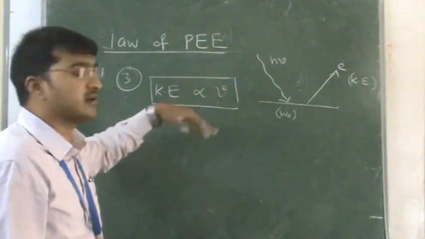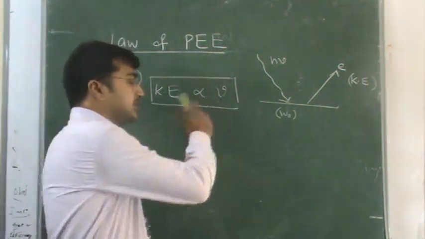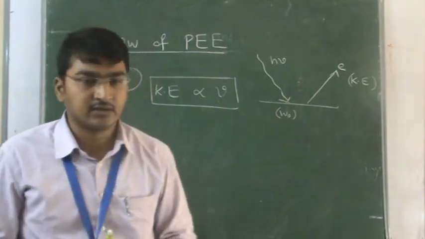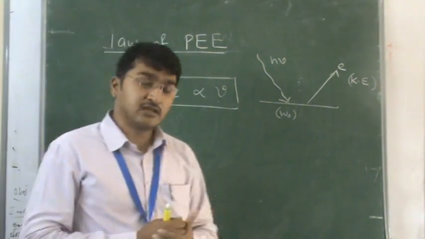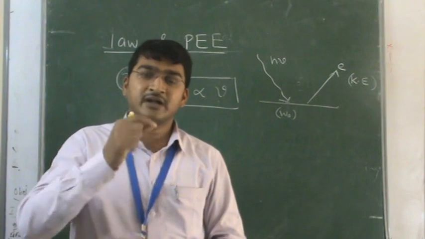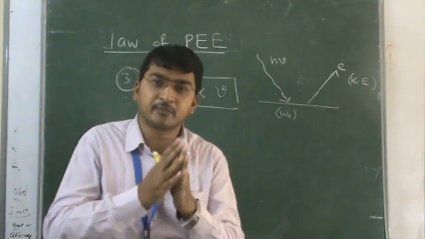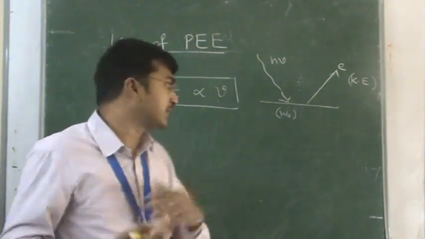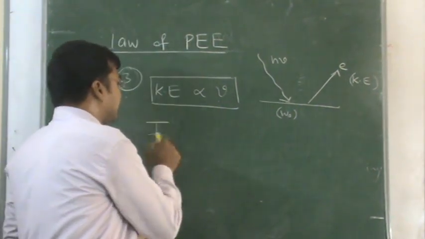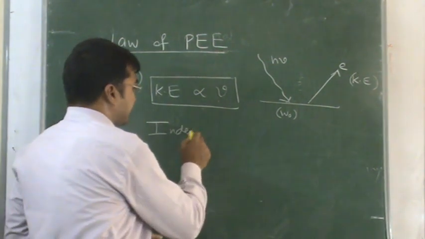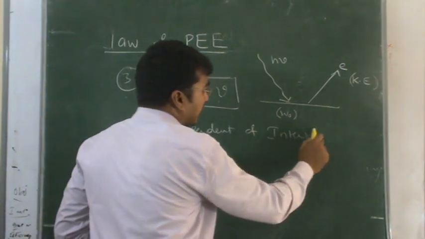By changing the frequency of incident light, the energy also changes. Remember that. This is the third point. So the kinetic energy is directly proportional to frequency. Is the kinetic energy of electrons dependent upon intensity? No, because changing the intensity only increases the number of electrons ejecting from the metal surface, but it does not change the kinetic energy. So in this situation, it is independent of intensity. Make a note of it.